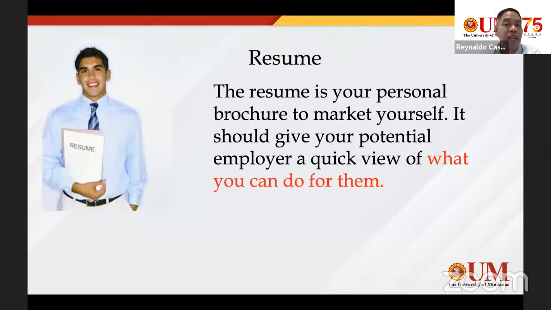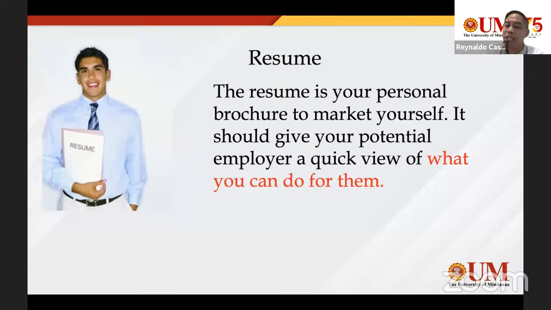And again, you were wrong in saying that the purpose of the resume is for you to get the job. The resume is your personal brochure to market yourself. It should give your potential employer a quick view of what you can do for them. So you will not be hired based on what you have written in your resume and in your application, but you will proceed to the next stage of the application process, which is most likely the interview, if you have written an impressive resume. So the purpose of the resume is for you to get an interview, not for you to get the position. Okay?